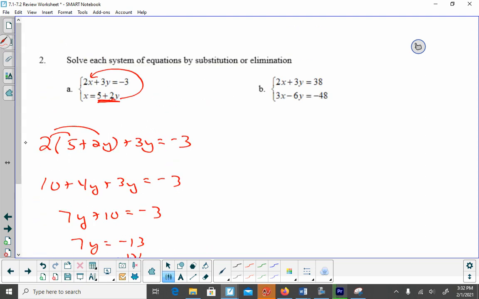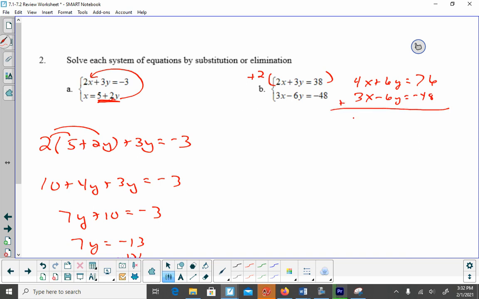Okay, part B, I can do substitution or elimination. I think this one's actually going to be easy to do elimination. I see that I can multiply the top equation by 2 to eliminate the y's. I want opposites. So I'm going to have 4x plus 6y, and then 2 times 38 is going to be 76. And then I'm going to have 3x minus 6y is equal to negative 48.